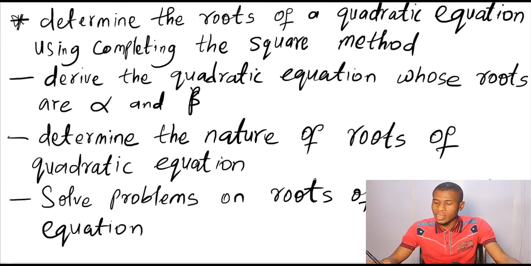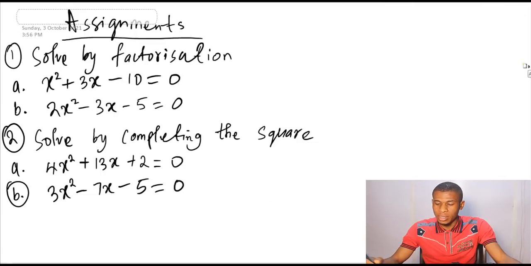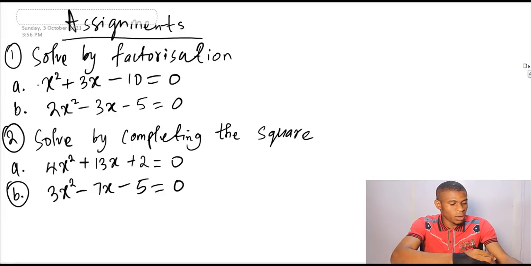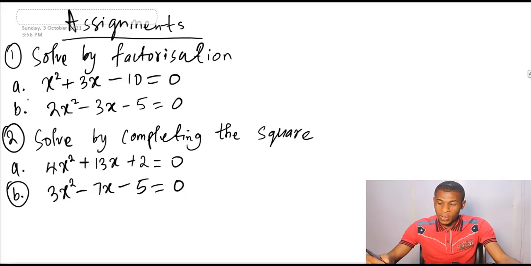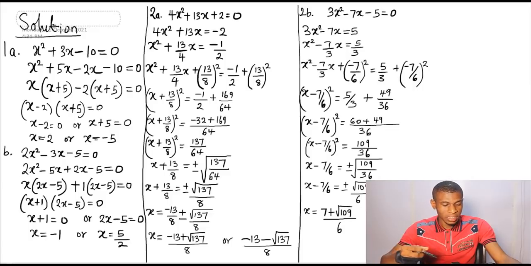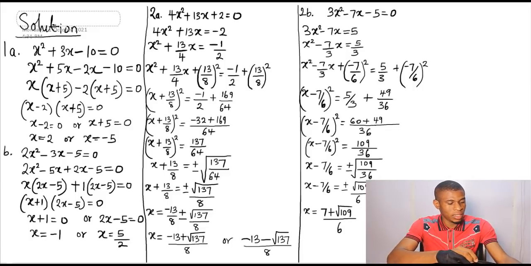In our last class, I gave an assignment, which is to solve by factorization the following: A, B, and also to solve by completing the square method. Now I want you to compare your solution. If you have done the assignment, compare your solution with my own solution. This is the solution to the assignment.